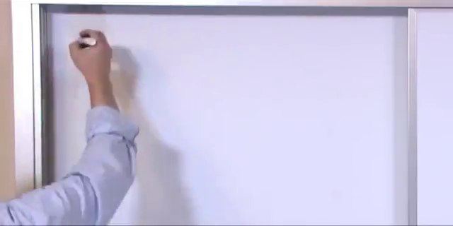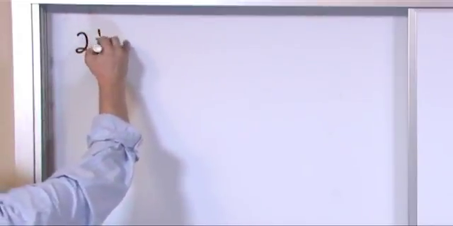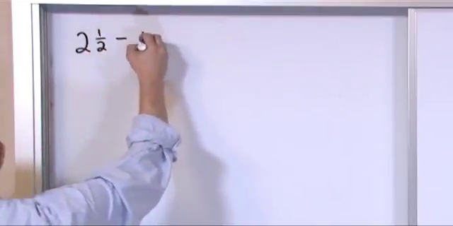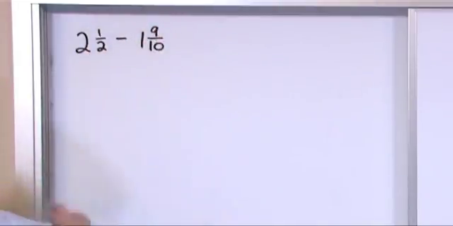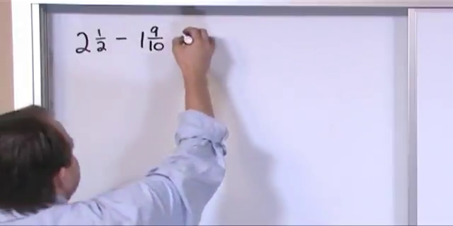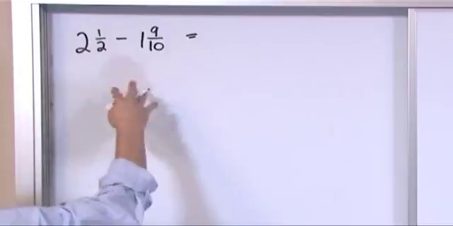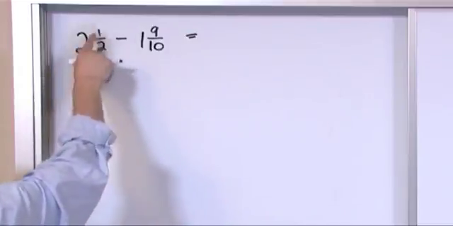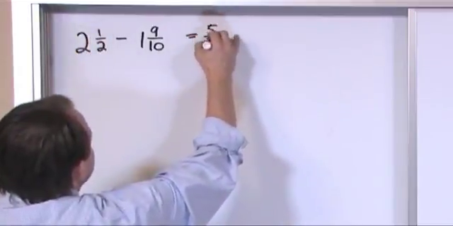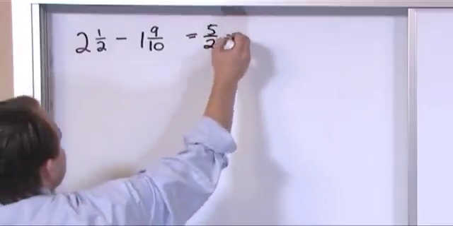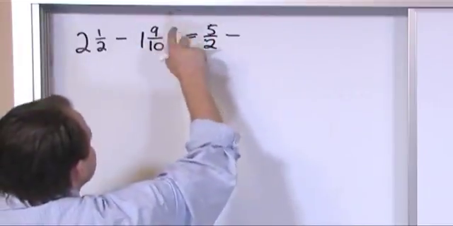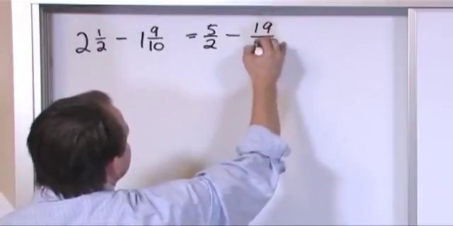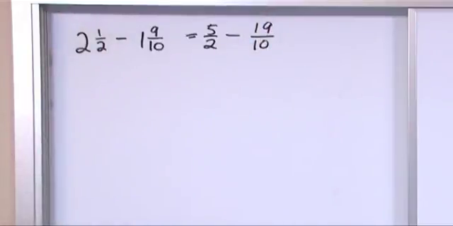Okay, now the next problem, let's go ahead and say we have 2 1/2 minus 1 9/10. So again, you're subtracting and you have mixed numbers. So let's convert these mixed numbers to improper fractions. 2 times 2 is 4, plus 1 is 5, so 5/2. And then here we'll have a minus. And then 1 times 10 is 10, plus 9 is 19 over 10. Those are the two fractions we have.